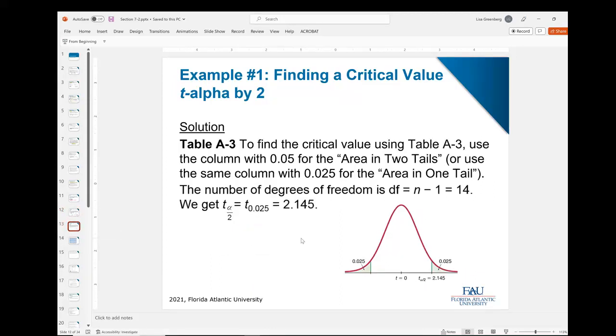We did use the table. I showed you how to use the table already, so we're in good shape. And it says use column with 0.05 for the area in 2 tails, because we add them together, or the same column with 0.025 for the area in 1 tail. So this is what they mean.